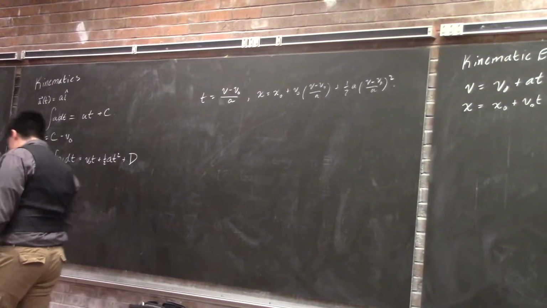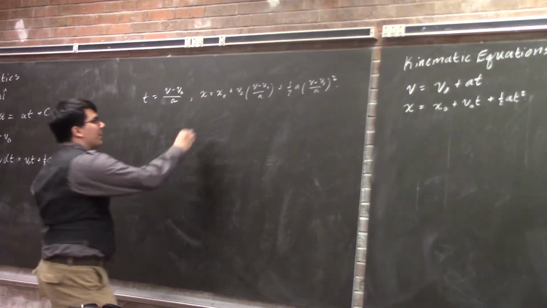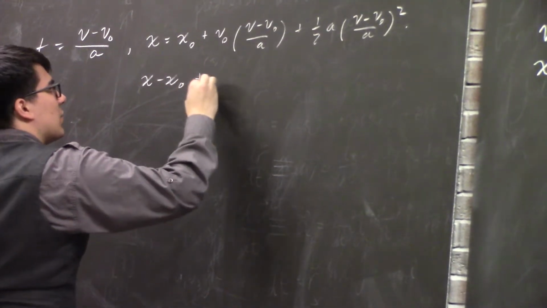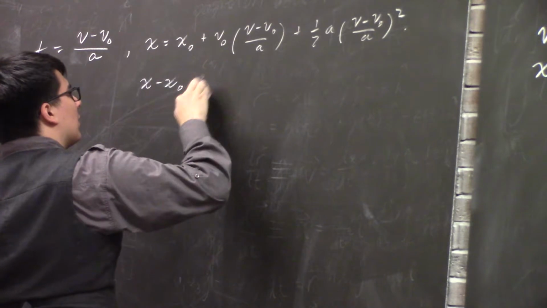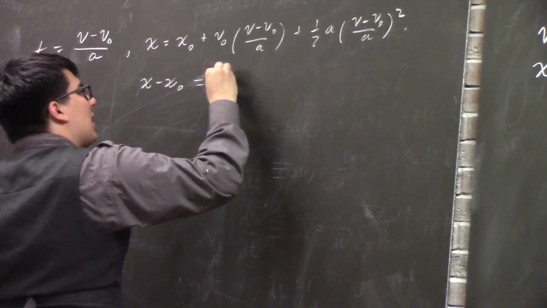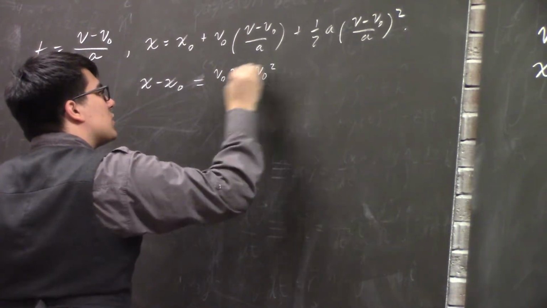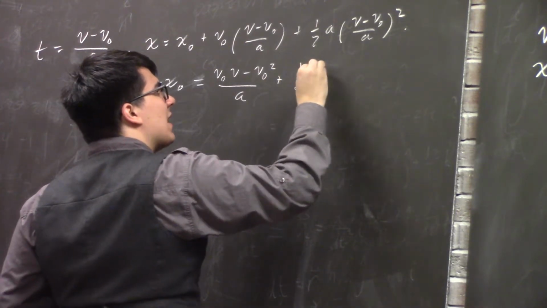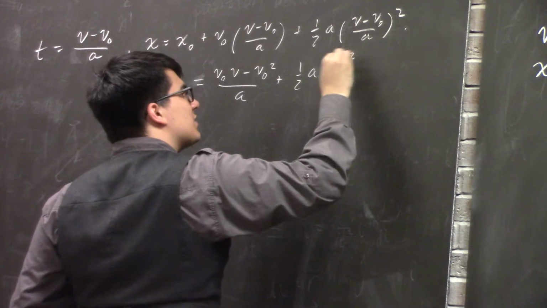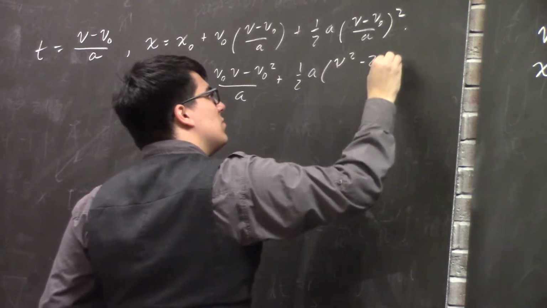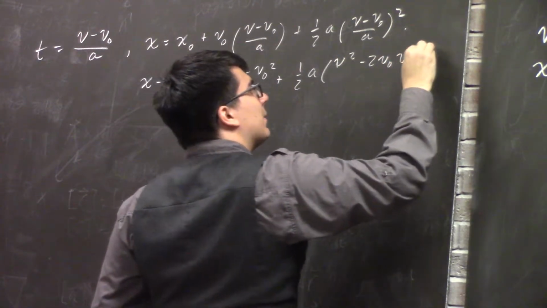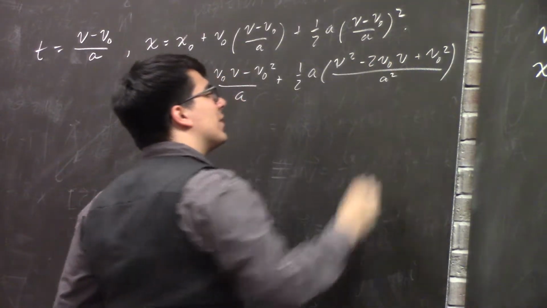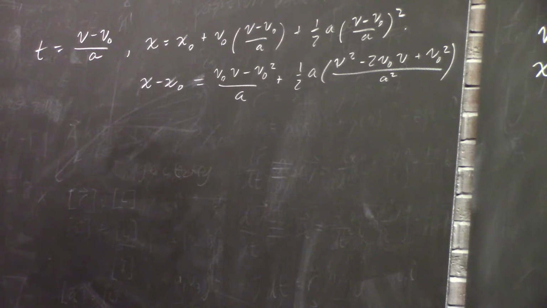We can simplify this further. I'm going to subtract x naught on both sides, and so I end up getting v naught (v minus v naught) squared over a plus 1/2 a times (v squared minus 2 v naught v plus v naught squared) all over a squared. Ugh, oh, it's just getting uglier.